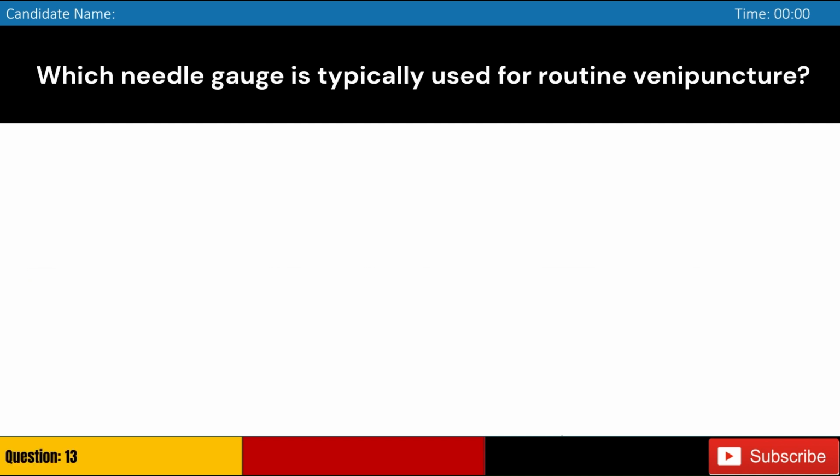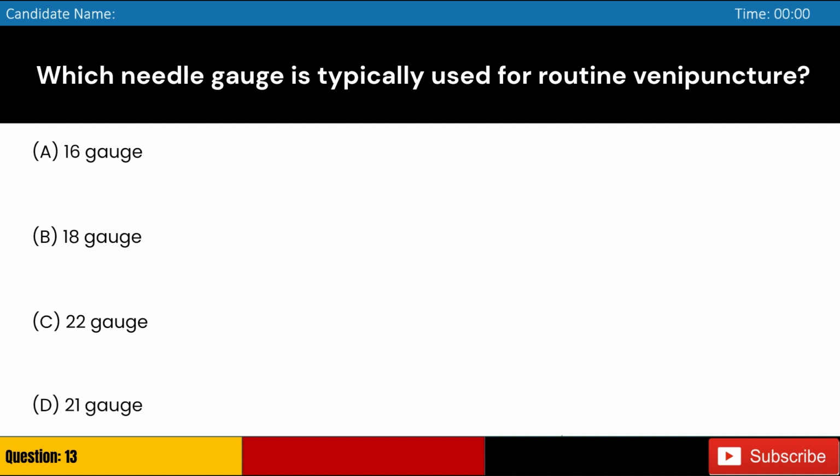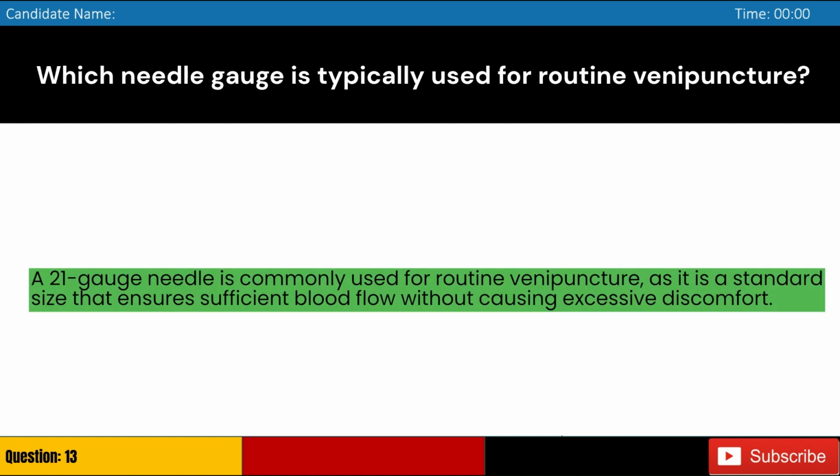Which needle gauge is typically used for routine venipuncture? A. 16 gauge. B. 18 gauge. C. 22 gauge. D. 21 gauge. Answer: D. A 21 gauge needle is commonly used for routine venipuncture, as it is a standard size that ensures sufficient blood flow without causing excessive discomfort.